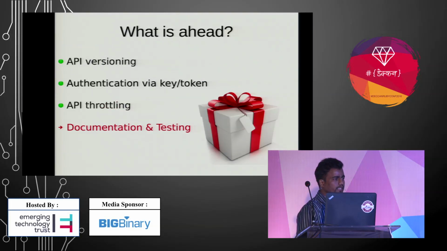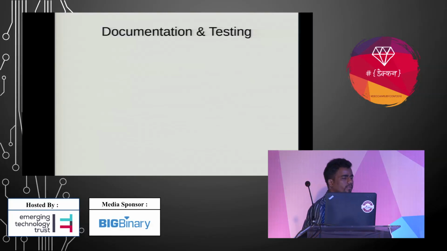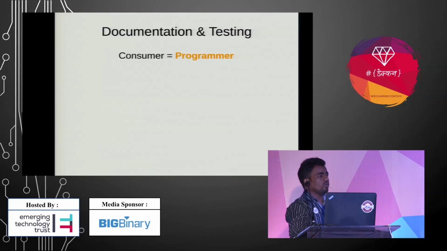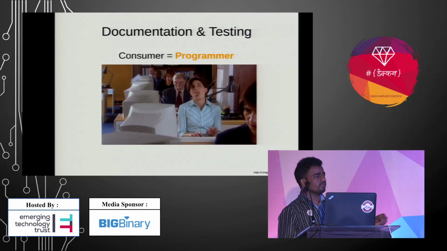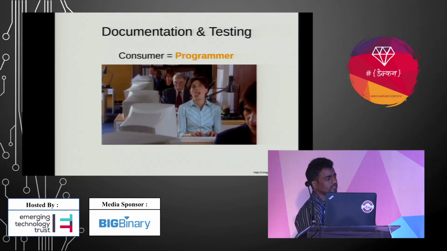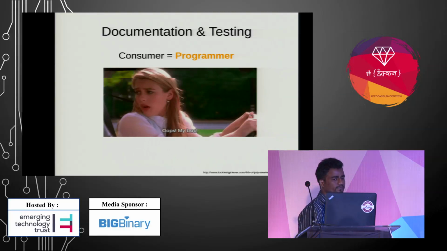So the next key thing about APIs is documentation and testing. The first thing to note about APIs is that your first API consumer is another programmer who is developing the front end for your APIs. And if that programmer starts complaining that your APIs are not working, then you should have some documentation to which you can point that programmer, so he will not complain.